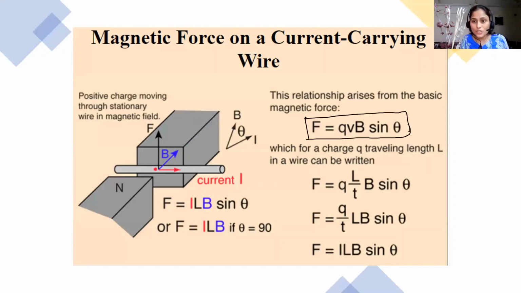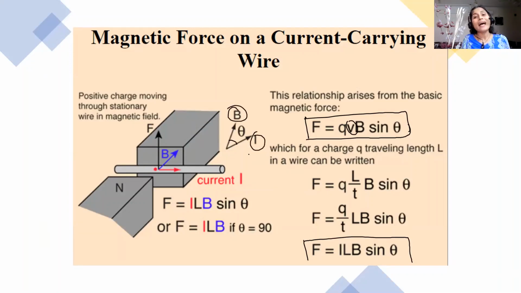Okay, when you solve this, you know that velocity is distance by time. So simply you put in the values, and finally this is the formula which appears here. F is equal to BIL sine theta. This theta is the angle between B, the magnetic field, and the current.